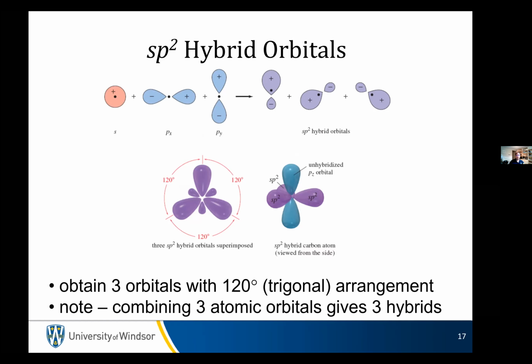sp orbitals are not the same energy as p orbitals. Because you stuck an s and a p into the blender, the total amount of energy needs to stay the same. So in an sp orbital, the energy is halfway between an s and a p. You put this much energy in from the s, and you got it from the p dropping down. And so the two sp orbitals are the same energy as each other, but they're higher in energy than s and lower in energy than p.